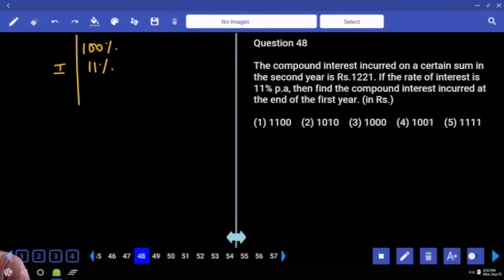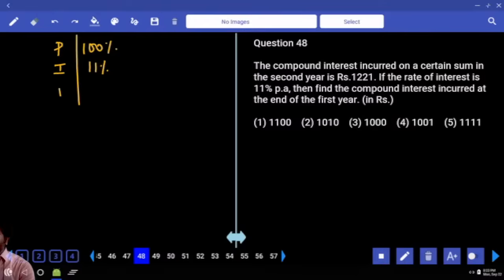Compound interest, addition method: for the first year interest, write the principal and calculate interest on the number you see there. Write the principal and start. For the first year you can see only principal, so compound interest is calculated only on principal, which is 11% of 100%. That is 11%.